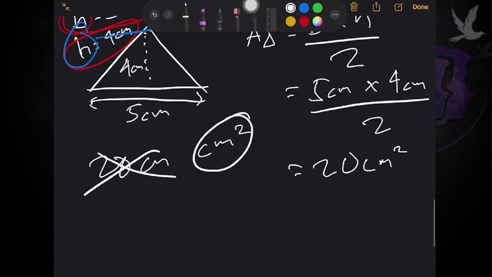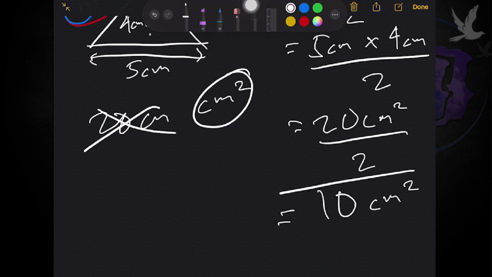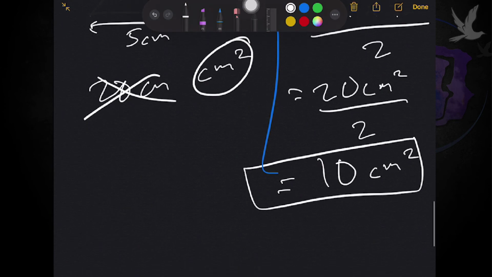We are not done yet. Rewriting the equation, divided by 2 or over 2. So what's 20 divided by 2? It will give you 10. 10 centimeter squared. So that's the area of the triangle that we were solving earlier, which is this one. Okay? So, giving you another example.